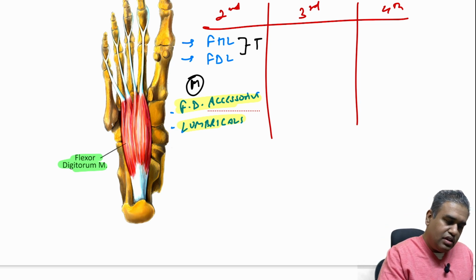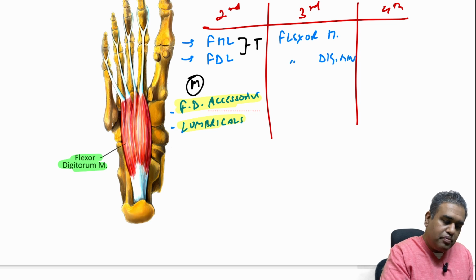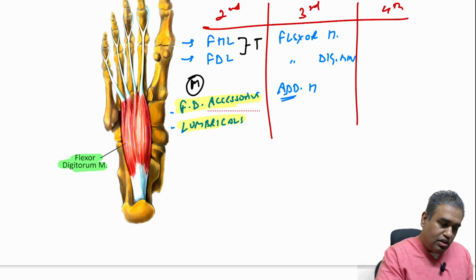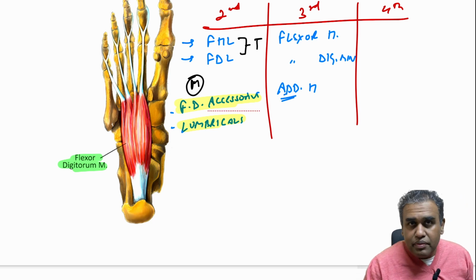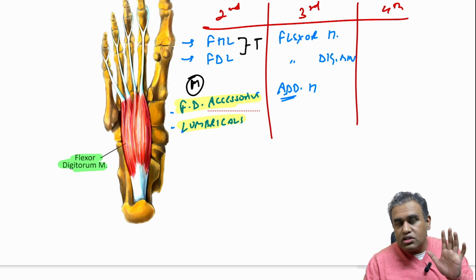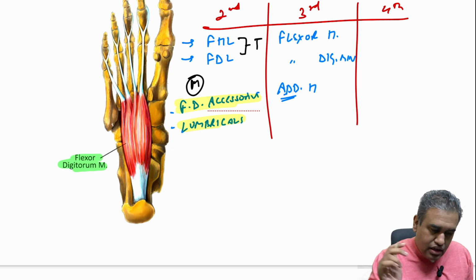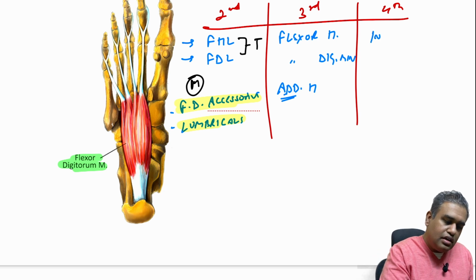The 3 muscles found in the third layer are the flexor hallucis, flexor digiti minimi, and also adductor hallucis, adductor, A-double-D, adductor hallucis. Now the fourth layer is the deepest layer, close to the metatarsals. And like in the hand, where we have the interossei which are attached to metacarpals, here we will have the interossei which are attached to the metatarsals.